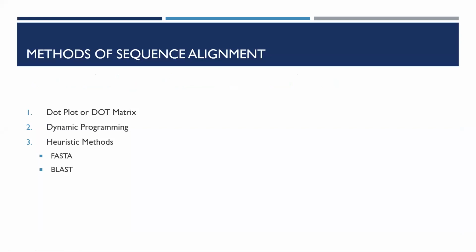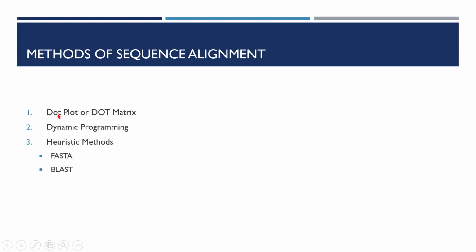And of these three methods, one is dot plot or dot matrix. The second method is dynamic programming. The third method is heuristic methods. Under heuristic methods, we again have two different algorithms, FASTA and BLAST. These heuristic methods are the ones used for sequence similarity search.